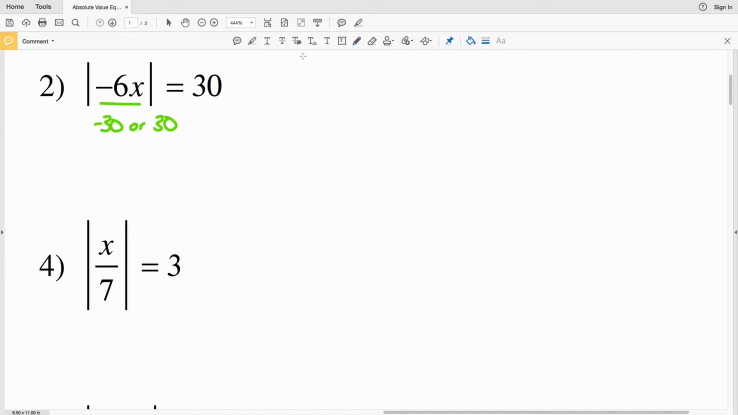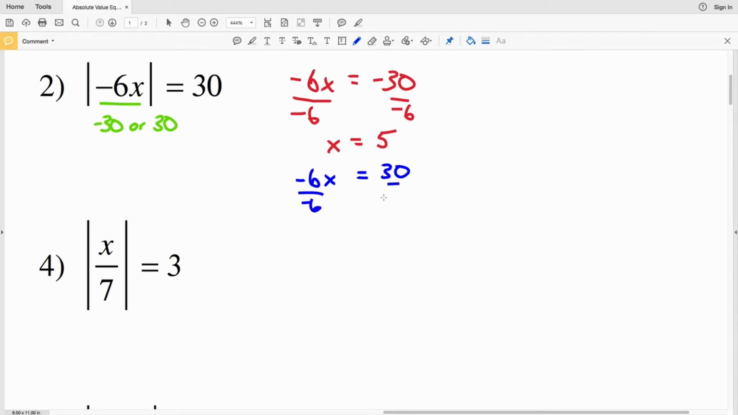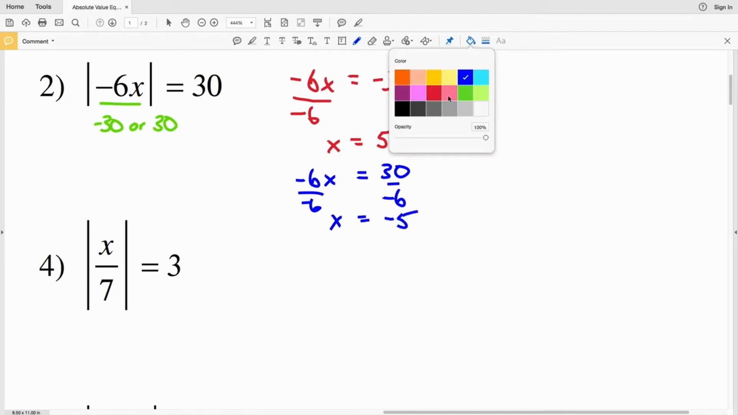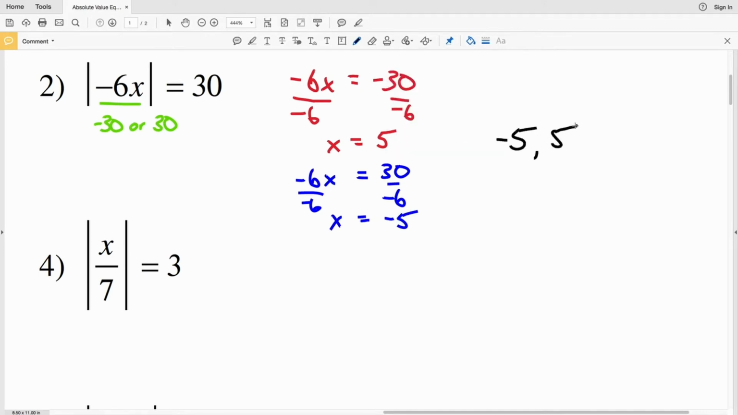So first we're going to do the math for when negative 6x equals a negative 30, and we divide by negative 6 on both sides to get that x is equal to a positive 5. Then we're going to do the math for when that negative 6x equals a positive 30. Dividing by negative 6, we're going to get that x equals a negative 5. So for number 2, x is either equal to a negative 5 or it's equal to a positive 5. And those are the two options that variable x can be.